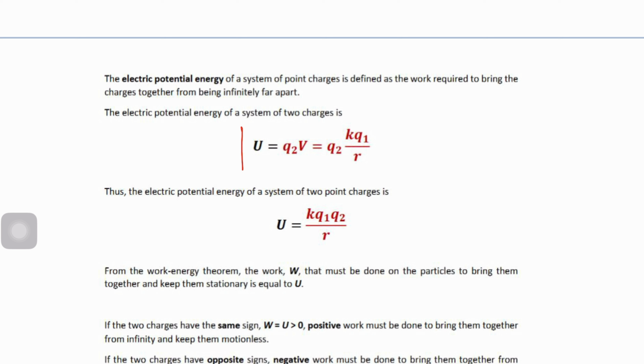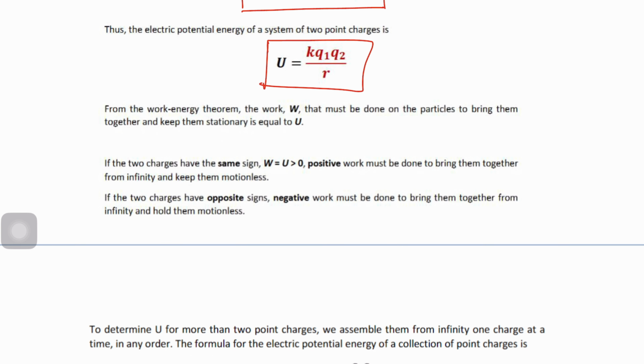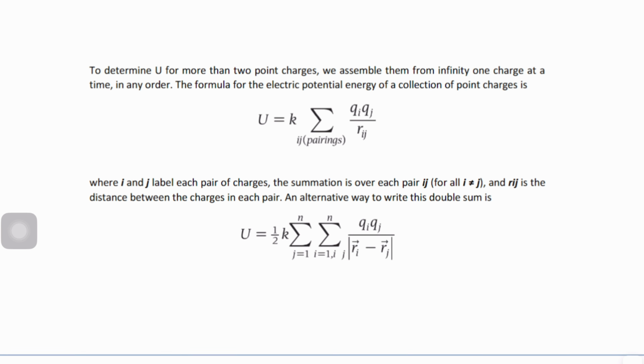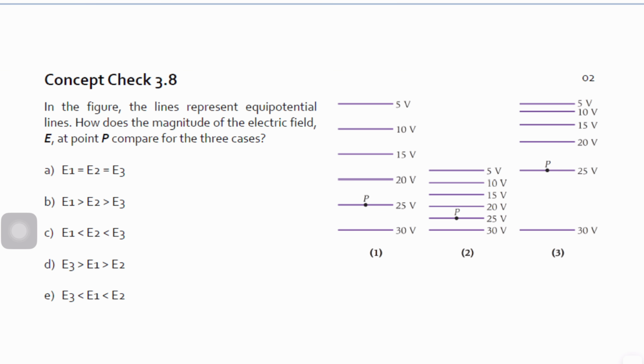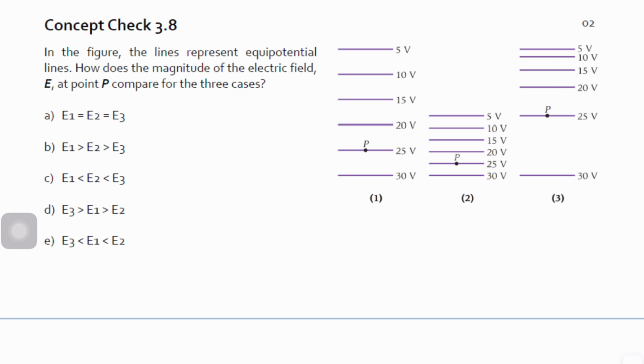Okay. Here is the energy, K Q1 Q2 over R. There are some points. Work done is positive. Work must be done to bring them together from infinity and keep them motionless. These are just points for your reading part, but the questions are in a different way. So we are going to focus on the questions first. Okay. This is something very good, huh?